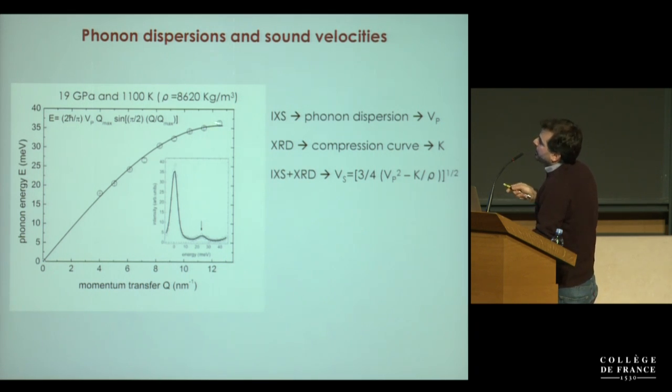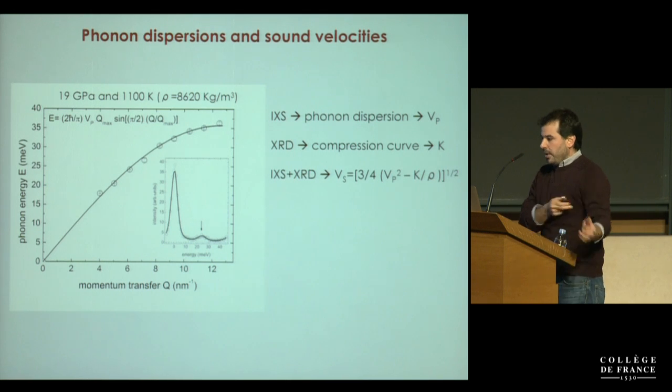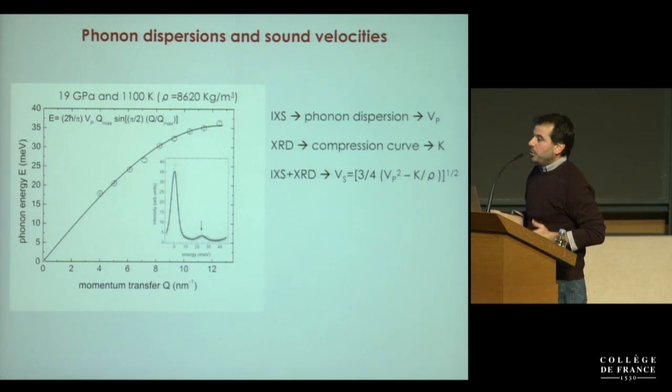So we constrain the dispersion in the first Brillouin zone, collecting 8 to 9 Q points between 4 and 12 nanometer minus 1, and then through this sine fit, we get an estimation of the compressional velocity with a typical uncertainty around 1%. Since we are at a synchrotron, we are also getting diffraction. This allows exact phase determination and density determination as well, and from the compression curve, the pressure-volume relation, we can estimate the bulk modulus. Then, combining the bulk modulus and the compressional velocity, we can estimate the shear velocity as well. In this case, due to error propagation, the errors are of the order of 5 to 6%.